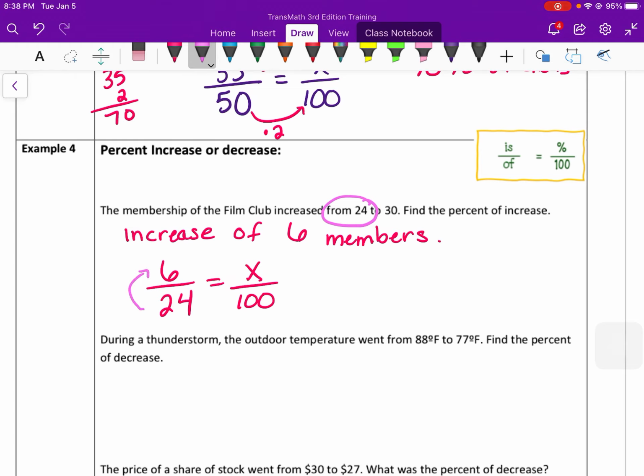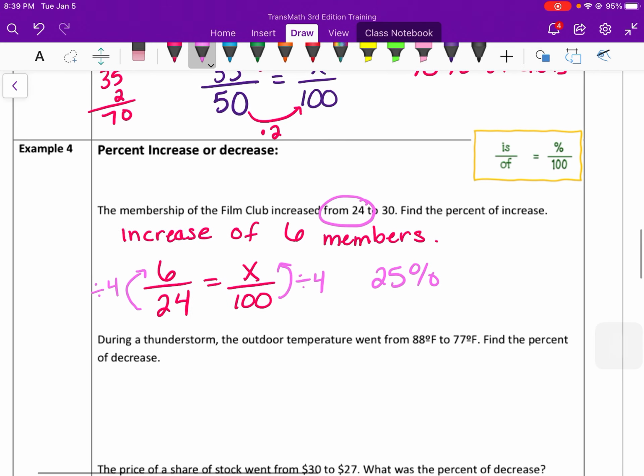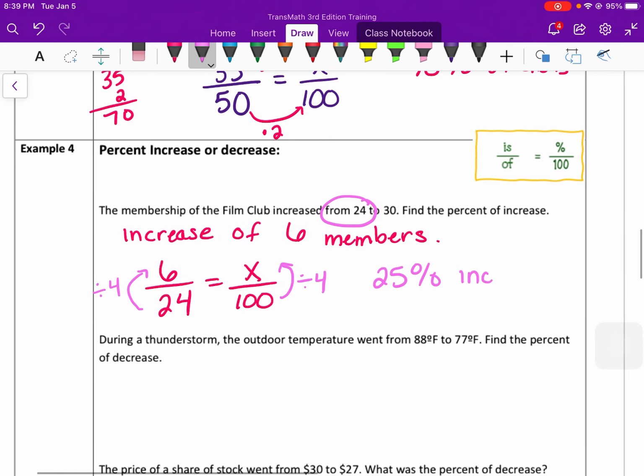We are going to divide: 24 divided by 4 would give me 6. So then 100 divided by 4 would give me 25. So it's actually a 25% increase.